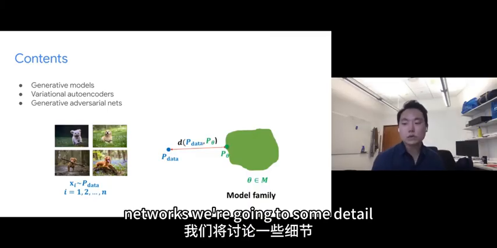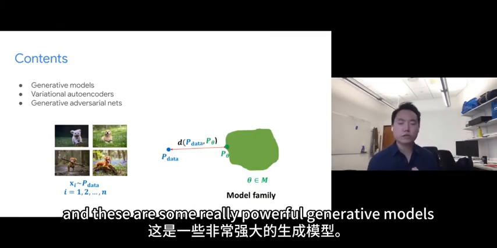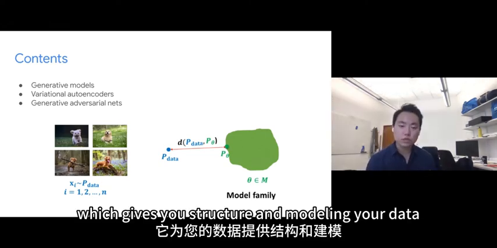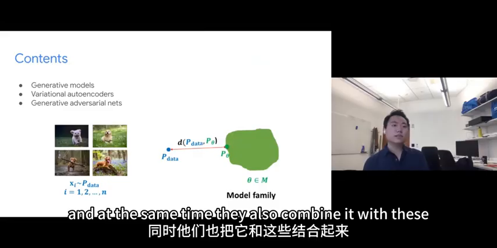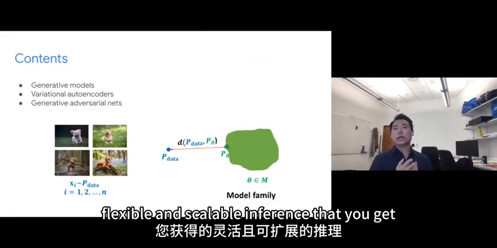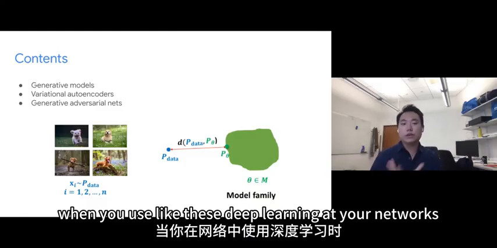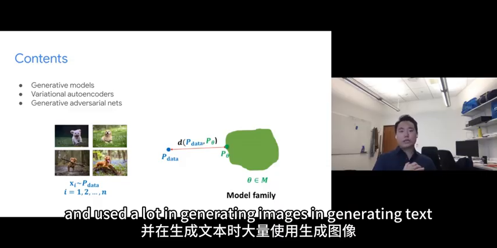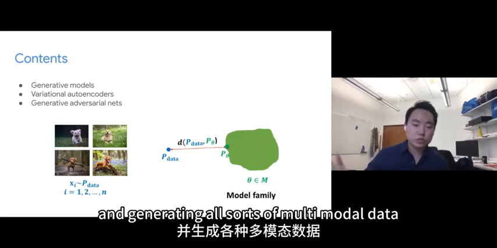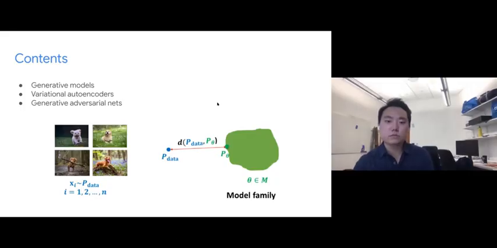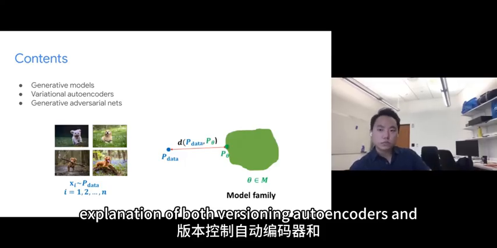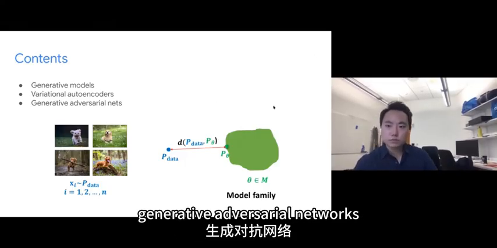We're going to go into some detail, and these are some really powerful generative models because they leverage both the strengths of graphical models, which give you structure in modeling your data, and at the same time, they combine it with the flexible and scalable inference that you get when you use deep learning and neural networks. So these have been very popular and used a lot in generating images, in generating text, and in generating all sorts of multimodal data. So we're going to go into an in-depth explanation of both variational autoencoders and generative adversarial networks.